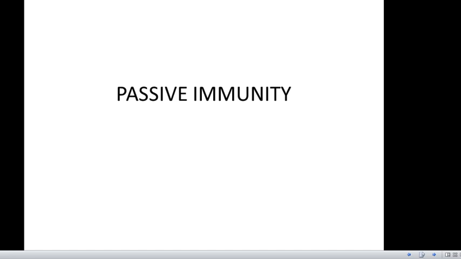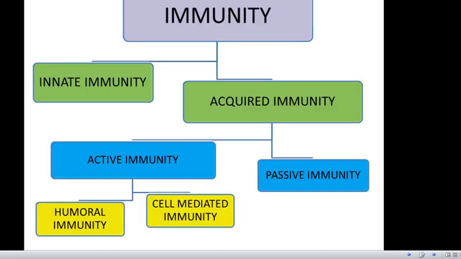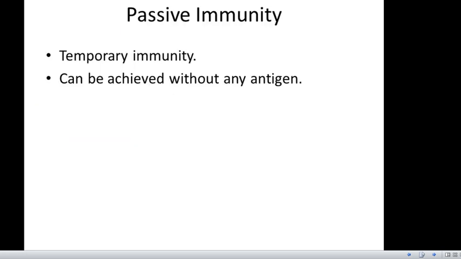Now let's study passive immunity. Passive immunity is one of the subtypes of the acquired immunity. All the acquired immunity that we have discussed so far has been the active immunity, which means the person's own body develops either antibodies or activated T cells in response to invasion of the body by a foreign antigen.